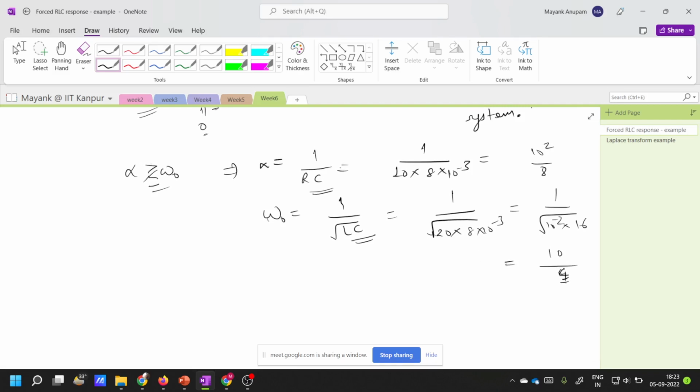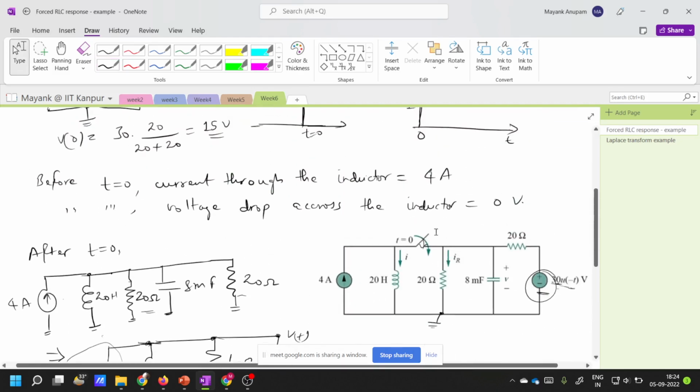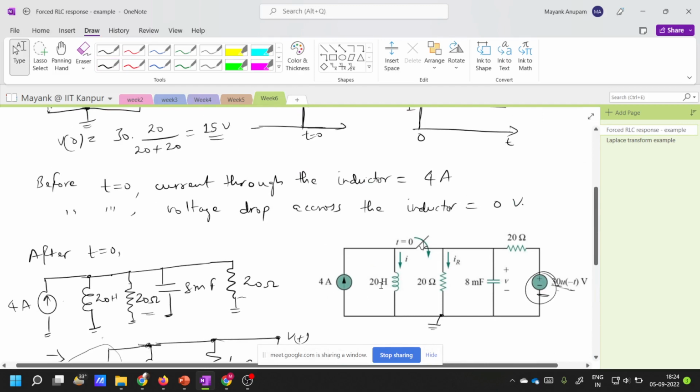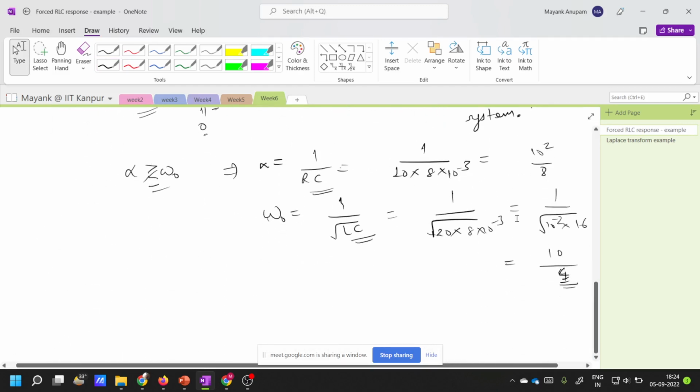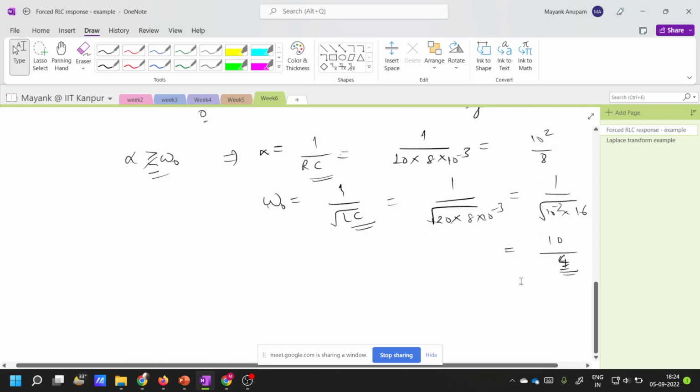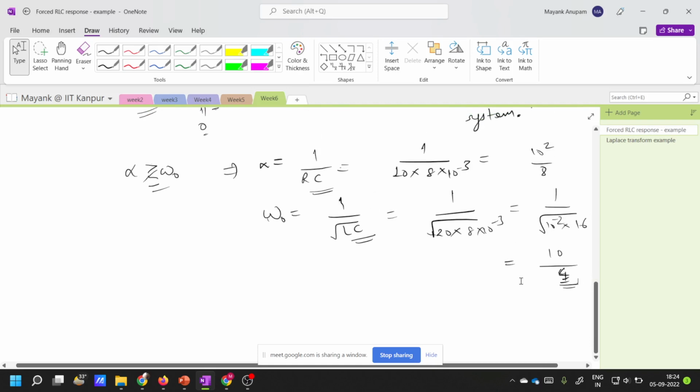Is it 20 micro Henry? It is not micro, it is Henry only. Yes, right. So it is equal to 10 to the power minus 2 into 16 under root. Under root of 16 is equal to 4, under root of 10 to the power minus 2 is equal to 10 to the power minus 1, and minus 1 goes up, so this is 10 by 4. Fine. Now can you compare alpha and omega naught?